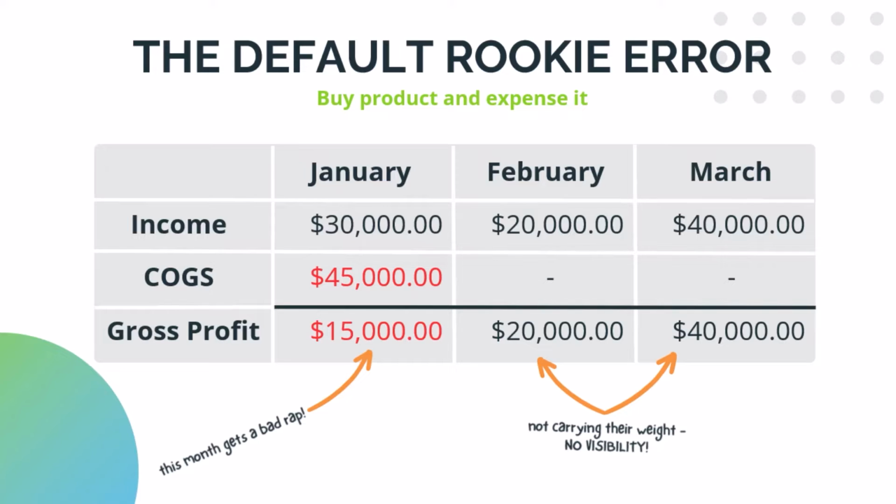And then I have February and March living their best lives with no burden from cost of goods sold. So January is taking all of the responsibility while February and March are not carrying their weight. But what that really means is you have no idea how your business is doing, and you show this extreme volatility around gross profit, and you really have no idea how you're doing with your margins.